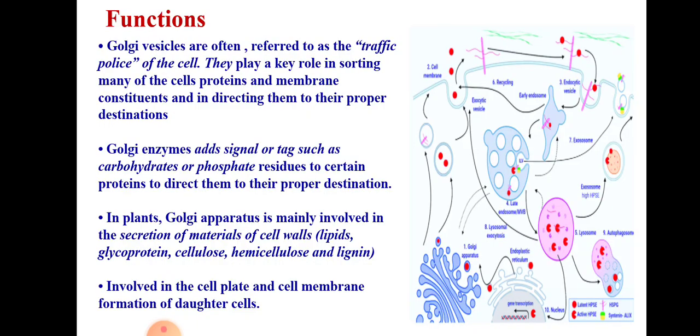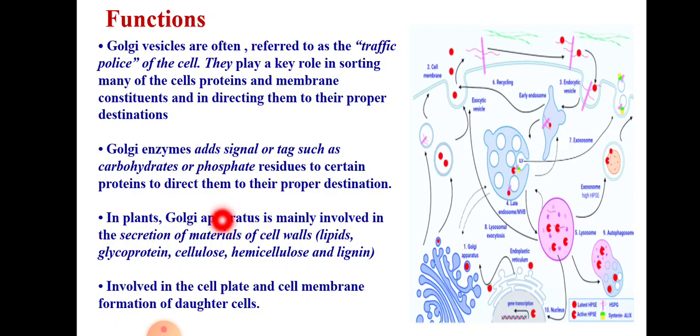And the functions: the Golgi vesicles are often referred to as the traffic police of a cell, because they decide whether secretory proteins will be allowed or not. They play a key role in the sorting of many cell proteins as well as membrane constituents, and in the direction of their proper destination. The Golgi enzymes add signals or tags such as carbohydrates or phosphate residues to certain proteins to direct them to the proper destination also.